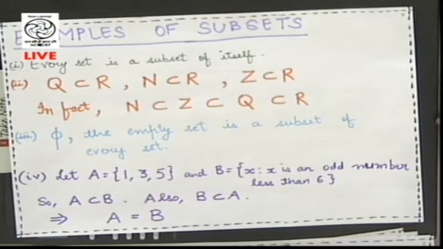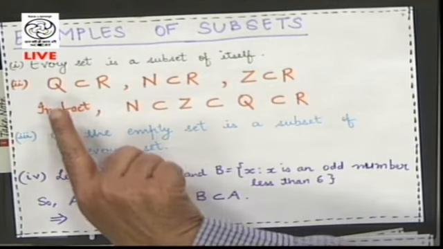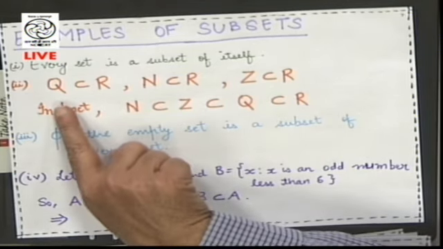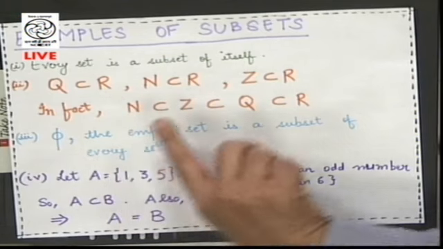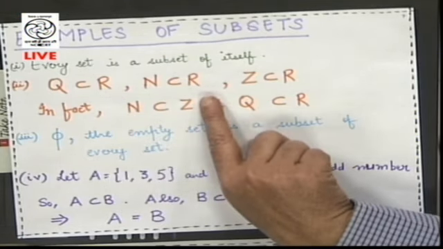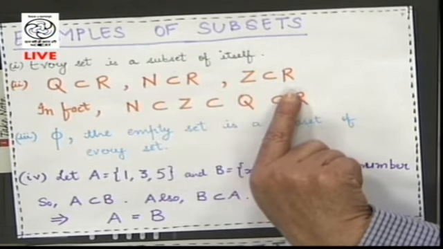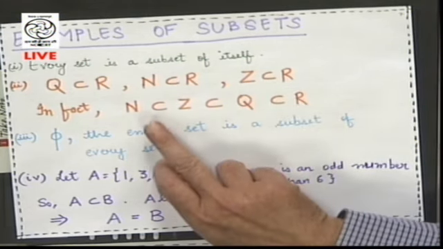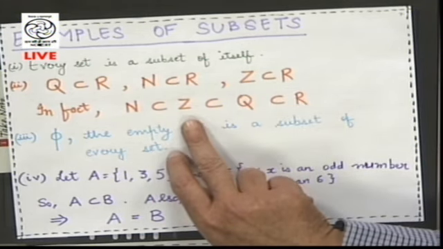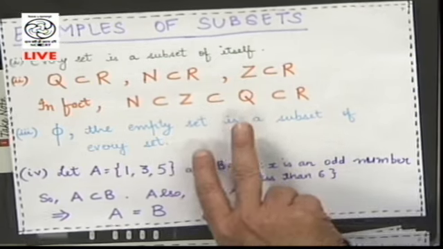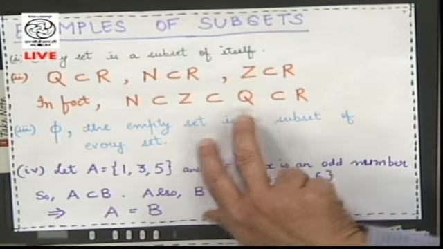Now there are some examples we can talk about, examples of subsets, like every set is a subset of itself. Second example, set of rational numbers Q is a subset of real numbers, natural numbers are a subset of real numbers, integers are also a subset of real numbers. So we can write N is a subset of integers, and integers are a subset of rational numbers, and rational numbers are a subset of real numbers.